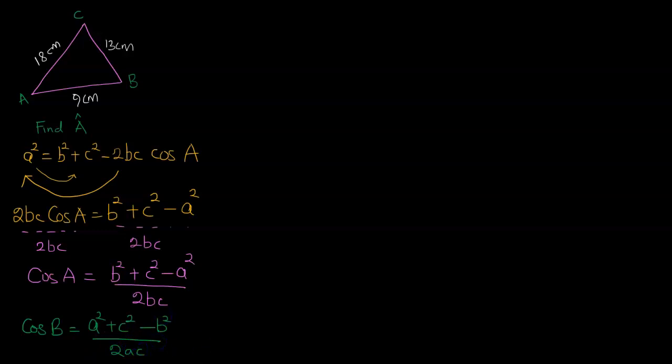And I can do a similar thing for cos C. That's going to be A squared plus B squared minus C squared, this is lowercase c, divided by 2ab. But this is what I need to solve this problem.